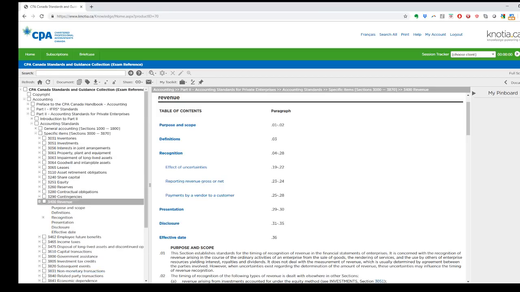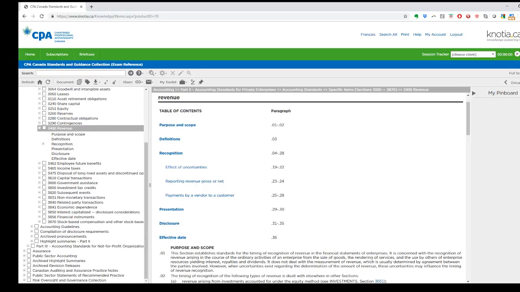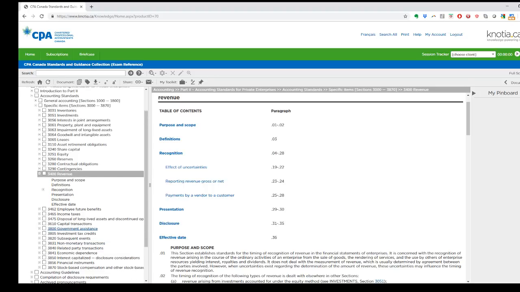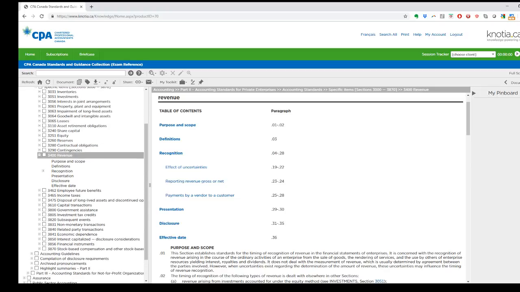The first thing I want you to recognize is that, in general, specific items are dealt with in the numbers 3000 to 3870. And they go from assets to liabilities to revenue, and then expenses, and then they have these other items. So I want to lay out that framework for you so that if you're looking for something specific to assets, you're probably going to start somewhere from the top up here, and then you're going to start scrolling down. So that's the first thing I want you to pay attention to.